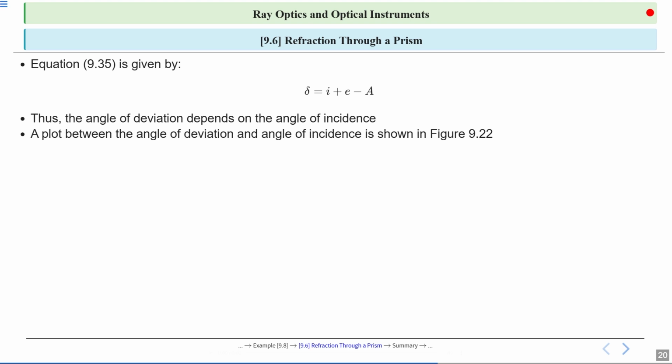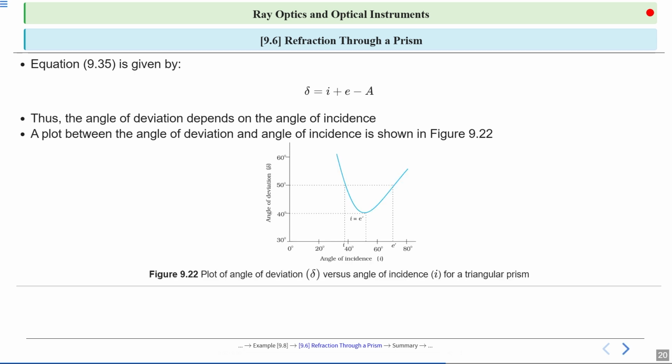To visualize this relationship, we have a plot that shows the angle of deviation versus the angle of incidence. This graph, depicted in figure 9.22, helps us see how the deviation changes with different incidence angles. It's a great way to understand the practical implications of the formula we just discussed. Figure 9.22 illustrates the plot of angle of deviation against the angle of incidence for a triangular prism. Notice how the curve behaves, indicating the minimum deviation point. This visual representation is crucial for grasping the concept of light refraction through a prism.